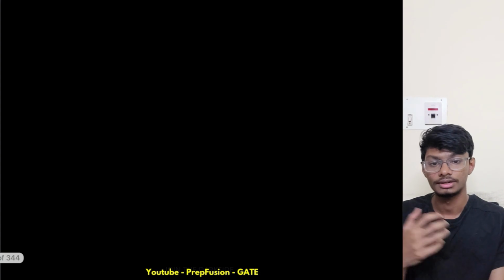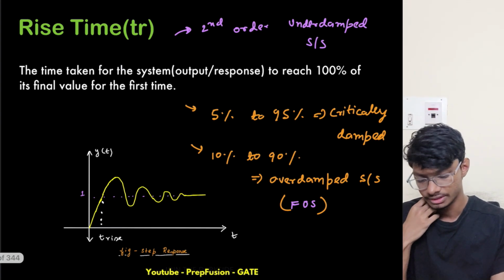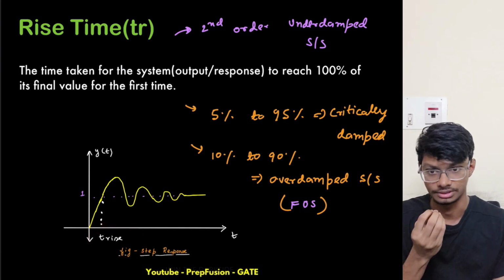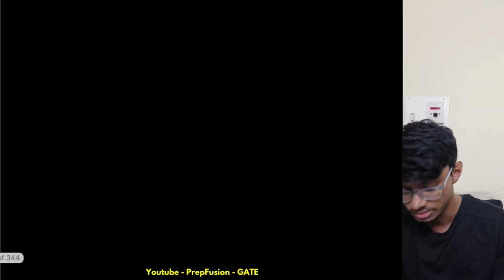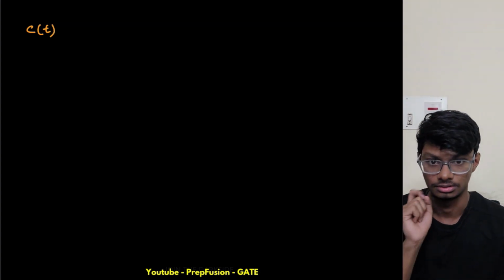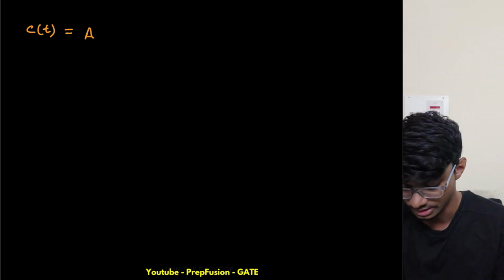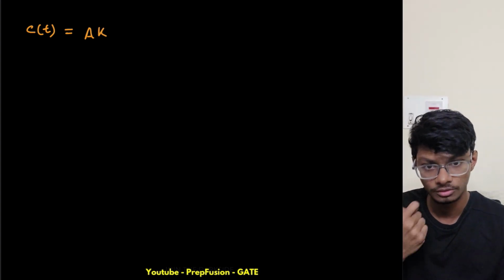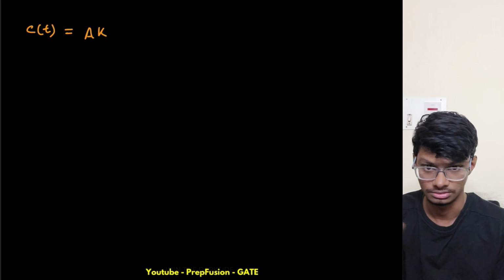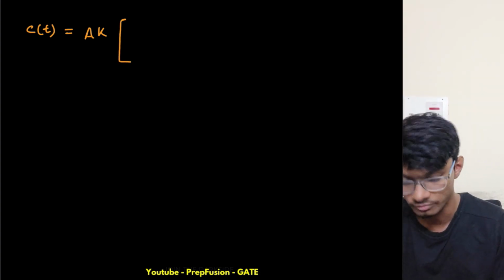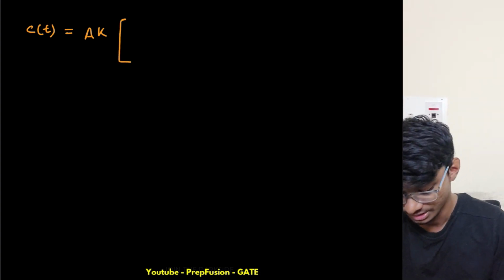Now let me derive the rise time expression. What is the definition? It has to reach 100% of its final value. Now what was the equation for the underdamped output expression? I will write the generalized expression, that is A into K, where A is the amplitude of the unit step and K is the DC gain of the system. I hope you remember this one; there is no other option, you have to remember it.